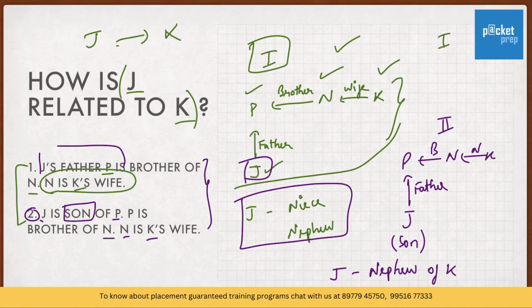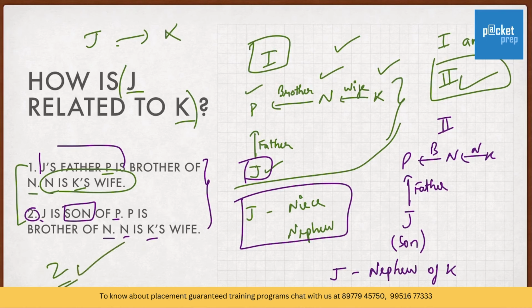Therefore, among 1 and 2 statements, only statement 2 is sufficient to answer the question. Therefore, the answer is second statement. This is how you solve the data sufficiency questions. Let's solve a couple more questions.